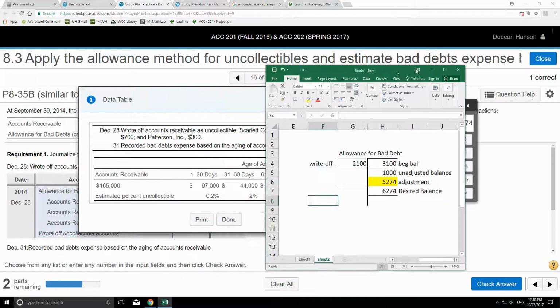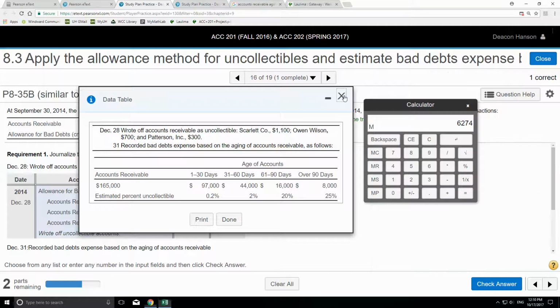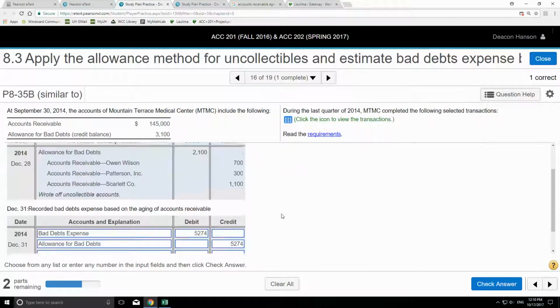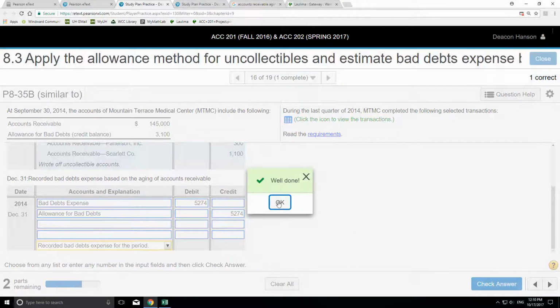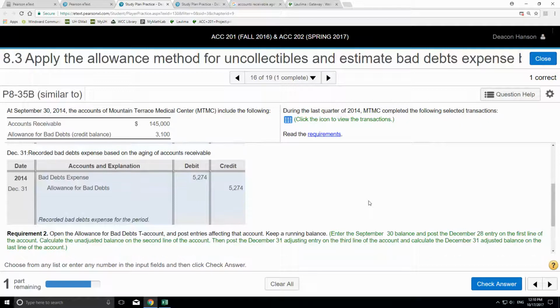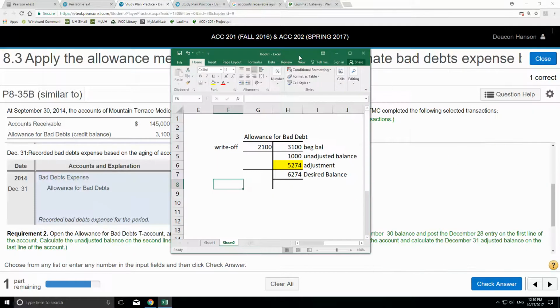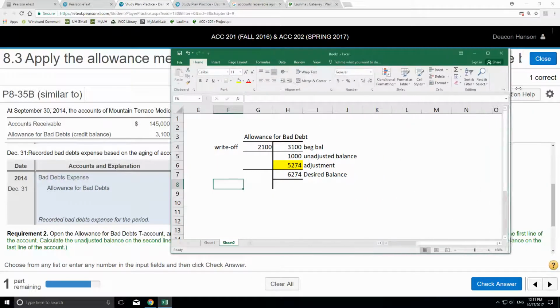And the way that you make that entry is by debiting bad debt expense and crediting the allowance. Okay? Does that make sense? Okay, now there's a situation. This was a pretty clean situation.